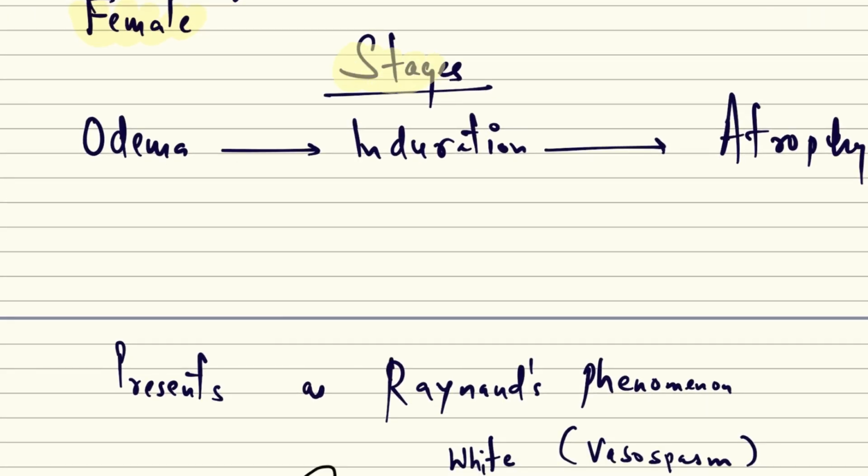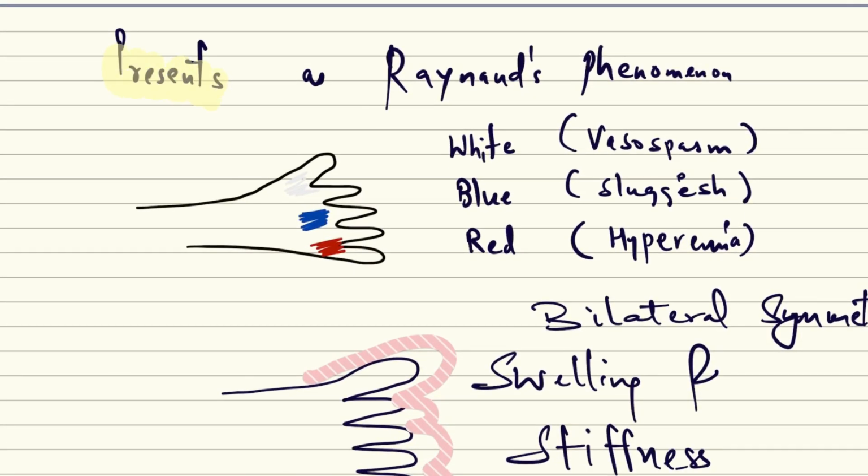So there are stages of scleroderma. Initially there is edema of the skin, then later on the skin becomes thickened and indurated, and later on the skin undergoes atrophy. So these patients usually present with Raynaud's phenomenon.